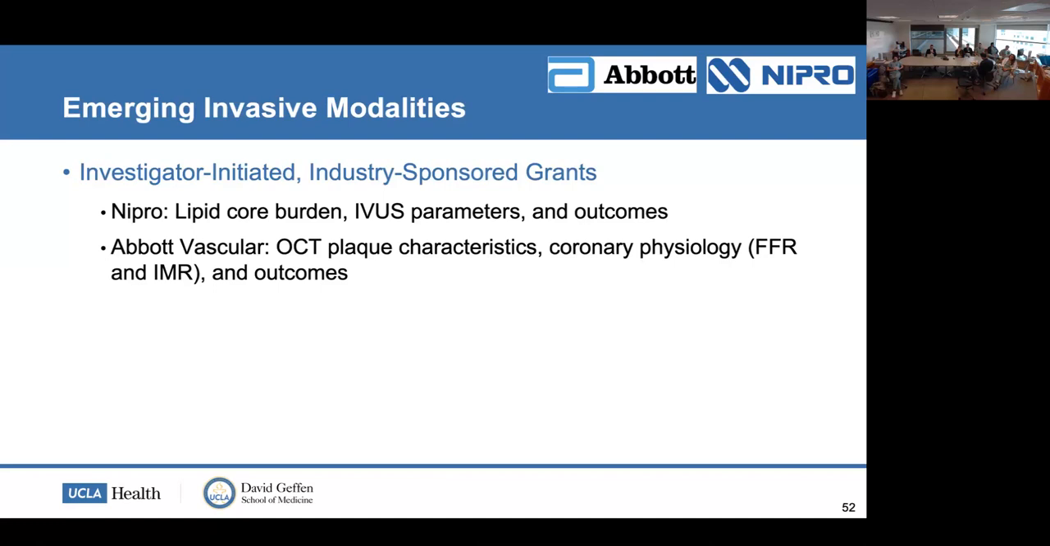I won't get into this too much. A couple of the grants I have from industry are looking at more complex imaging and physiology. The one from Abbott that the fellows are helping me with in the cath lab, we're looking at OCT plaque characteristics and their association with FFR and IMR and outcomes. And the one from NEPRO is looking at lipid core burden and its relationship with IVUS parameters and outcomes.